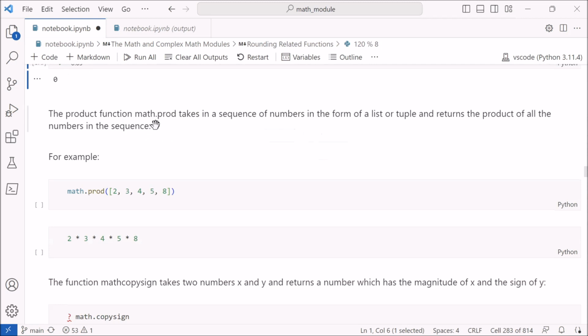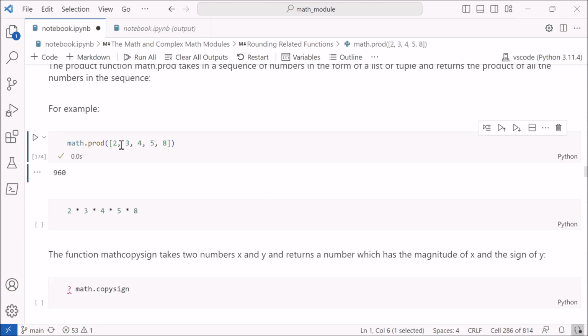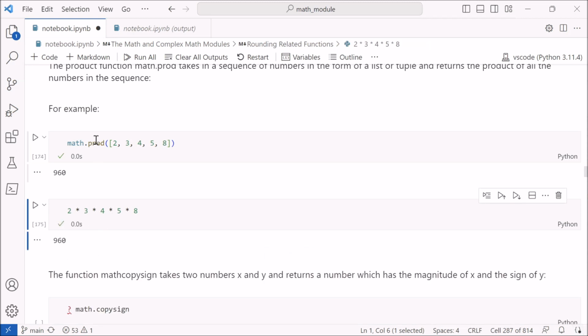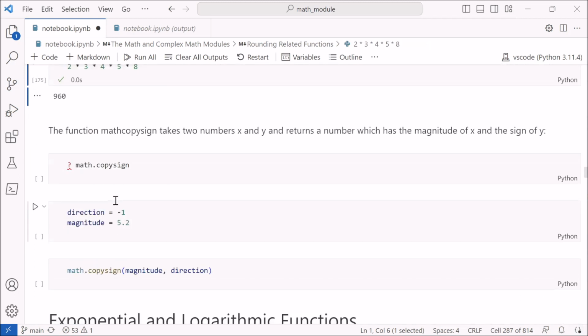The product function math.prod takes in a sequence of numbers in the form of a list or tuple and returns the product of all the numbers. So this is 2 times 3 times 4 times 5 times 8. And if we manually calculate this, we get the same value.